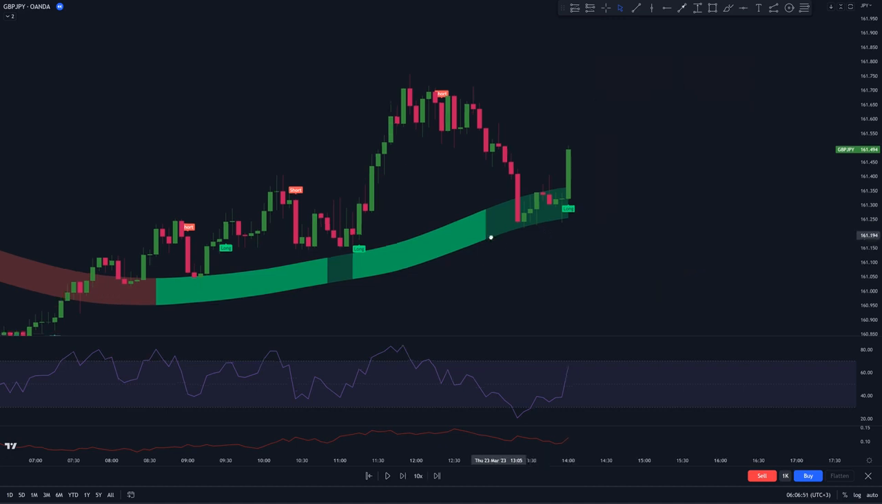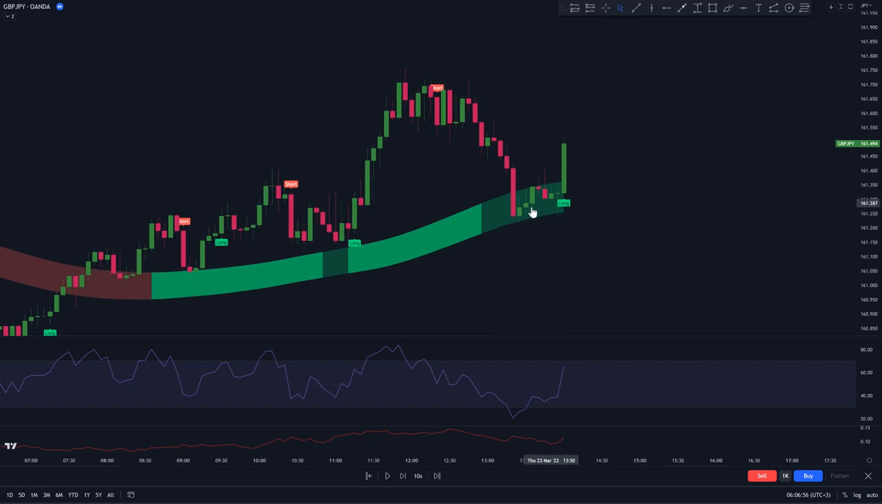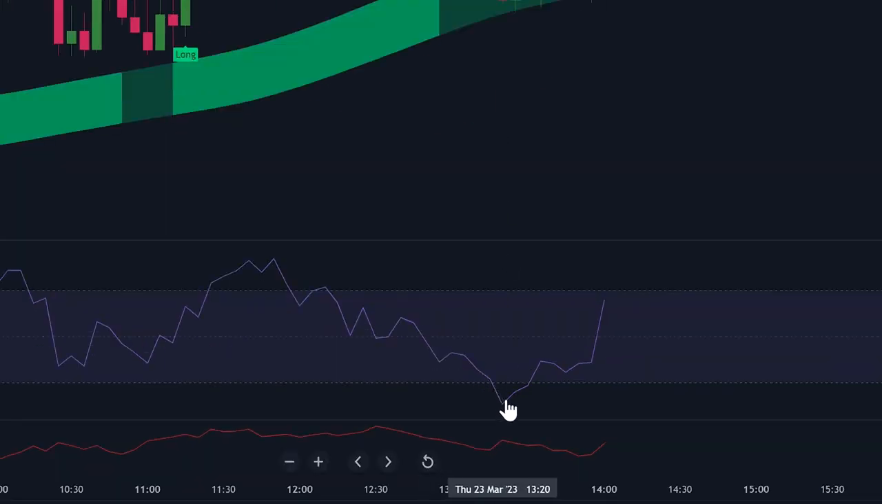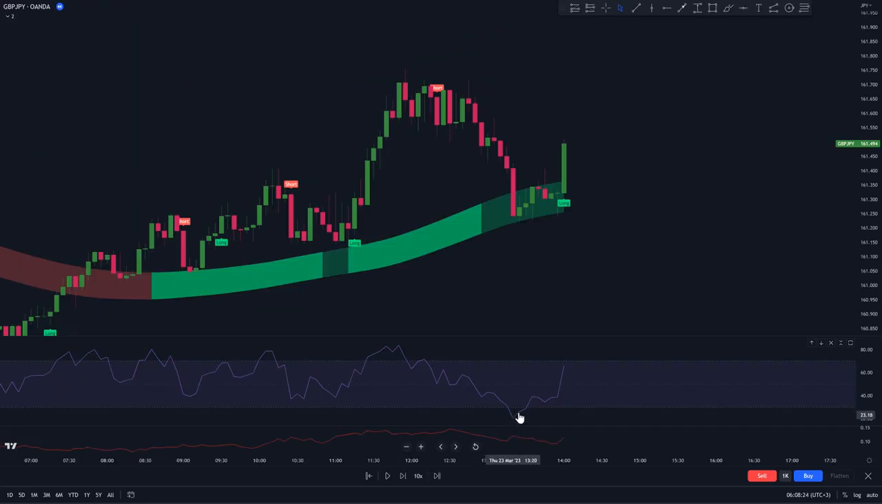The third condition is that during the pullback, and when I say during the pullback, what I mean by that is the time when the trend ribbon is colored dark green. So from here to here. This is what I refer to when I say during the pullback. Okay, so during the pullback, we want this RSI line to break below the 30 level. This indicates that the market was oversold in an uptrend and signifies a higher probability of an upward move.